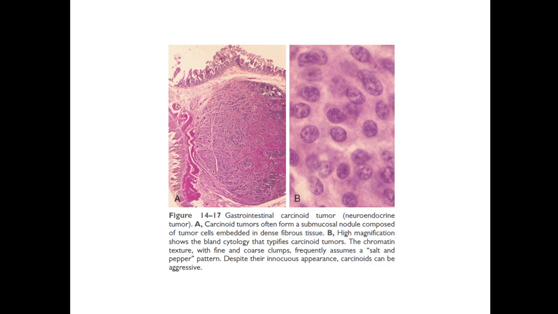Morphologically, the gross appearance in carcinoid tumors, these tumors often appear in the form of submucosal nodules or masses, which are composed of tumor cells, and these neuroendocrine tumor cells appear embedded in a very dense fibrous tissue.